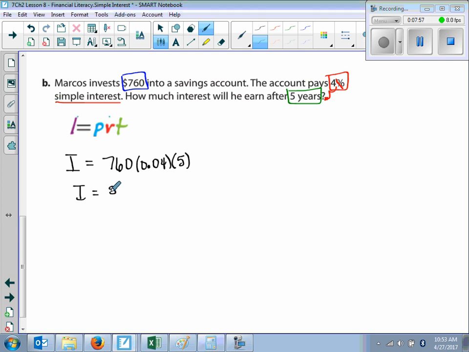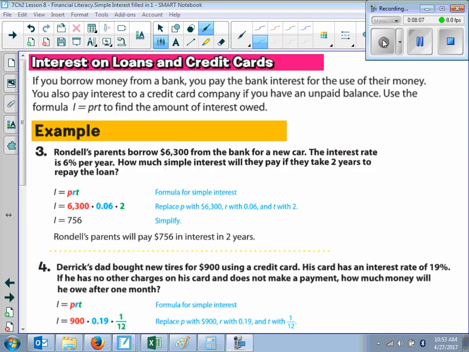Very good. So that means that he's earning $152 after 5 years. So, the interest on loans and credit cards.